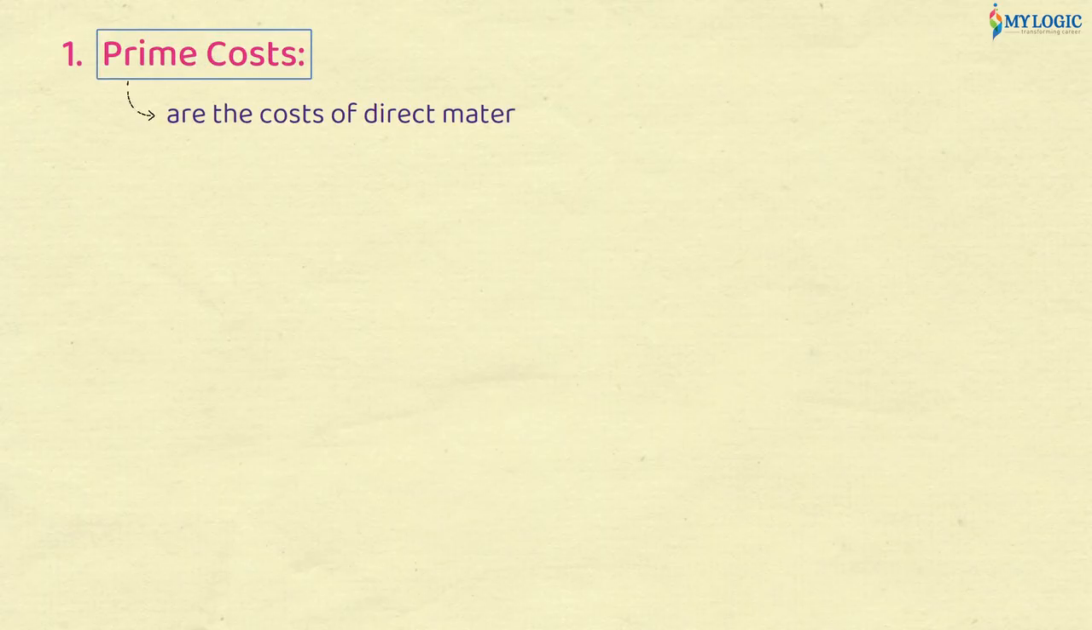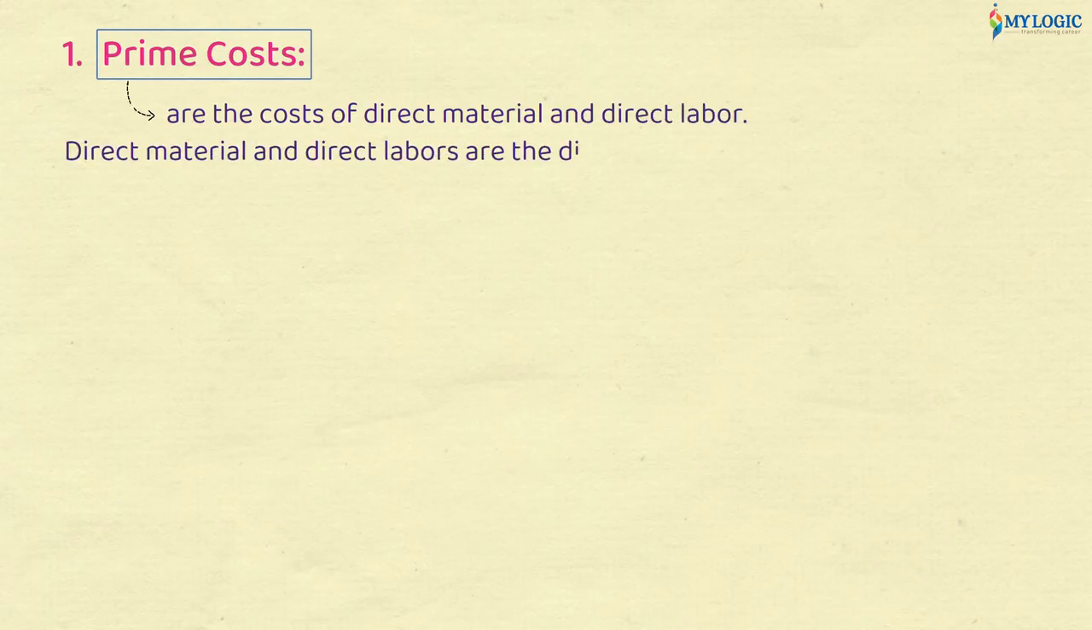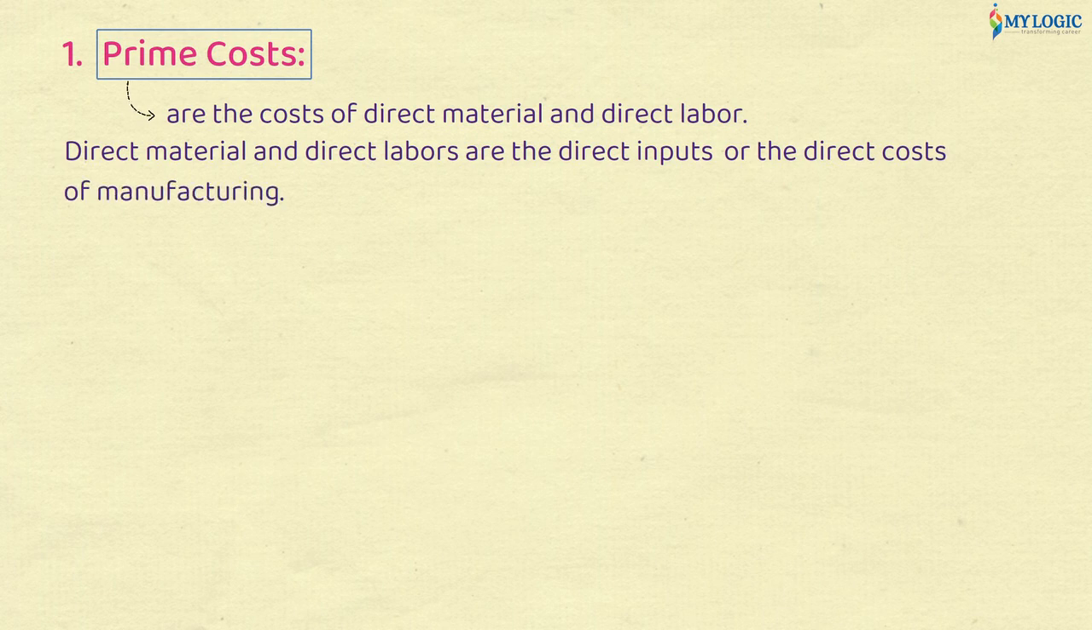Number 1. Prime costs. Prime costs are the costs of direct material and direct labor. Direct material and direct labor are the direct inputs or the direct costs of manufacturing.